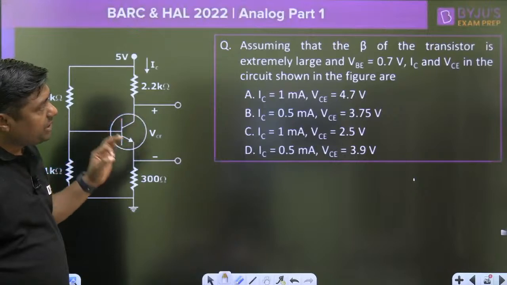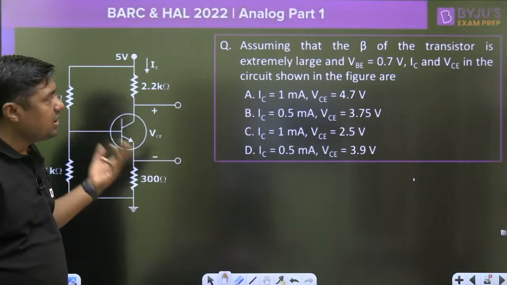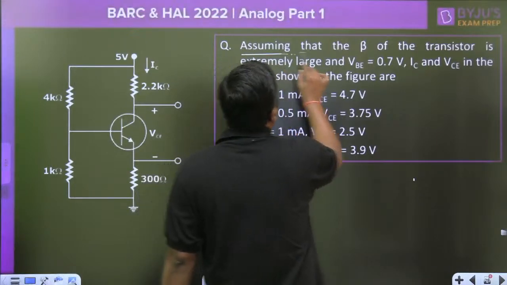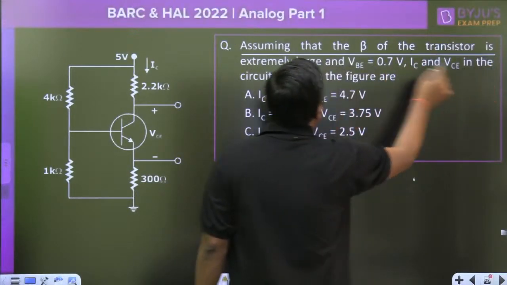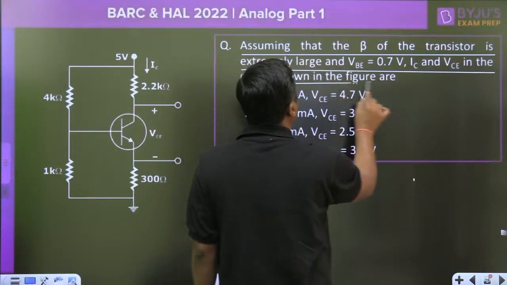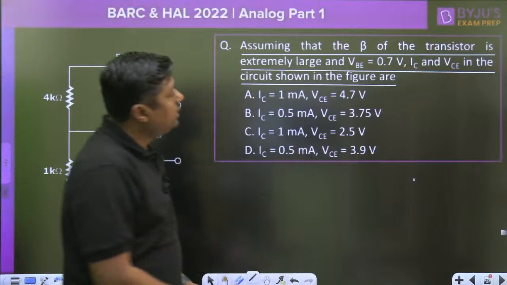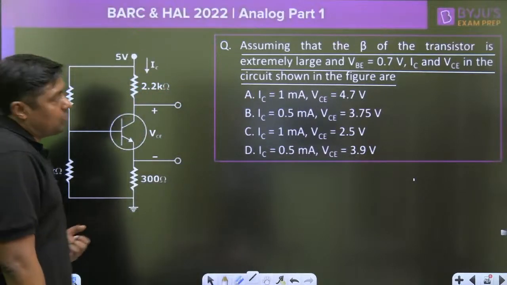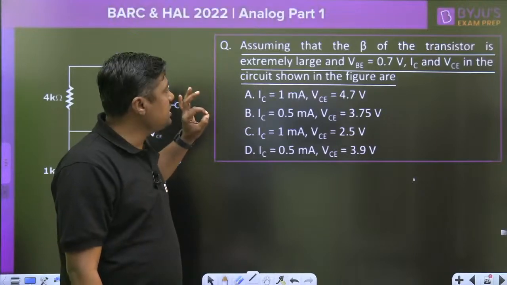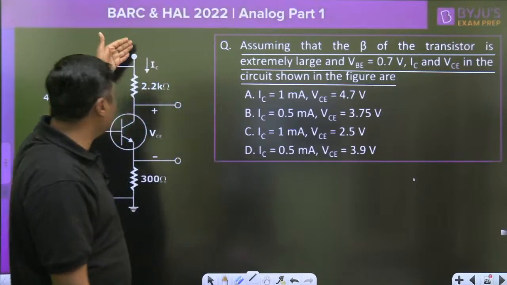Assuming that the beta of the transistor is extremely large, and VBE is equal to 0.7 volt, find IC and VCE in the circuit. What will be the value of the IC?